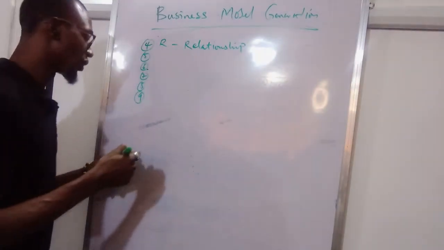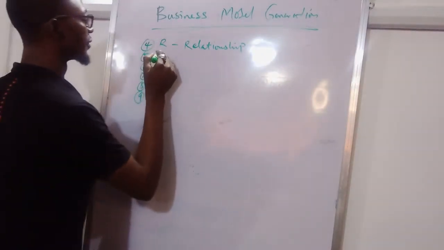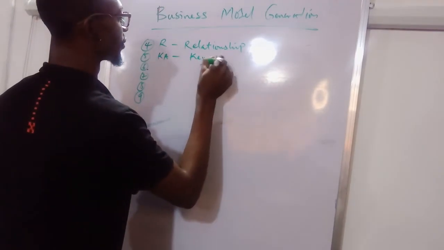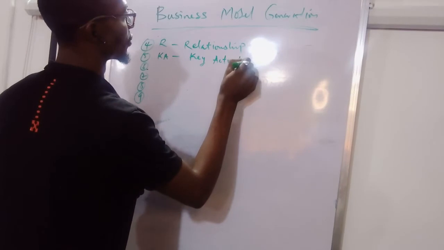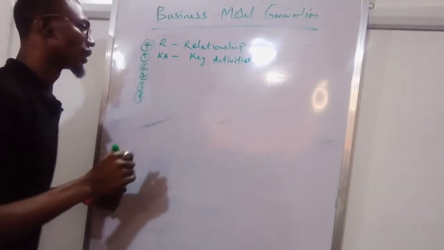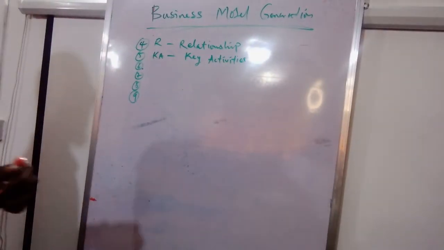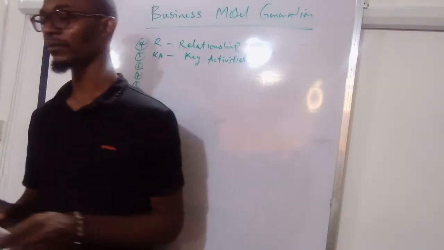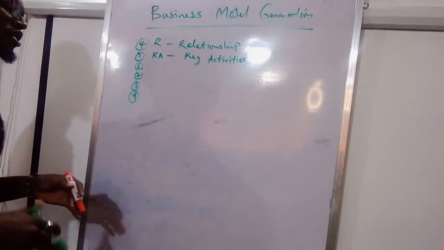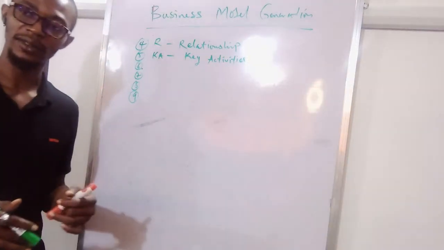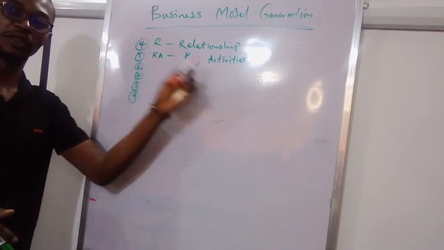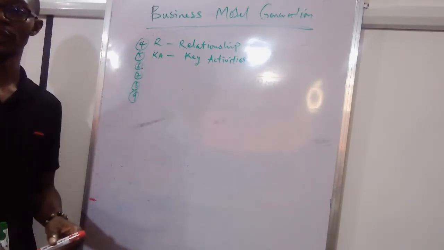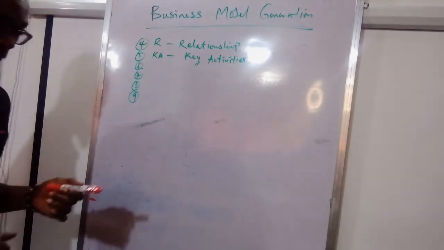So briefly, I'm moving on to five. What's five? Key activities. Yeah. Key activities. Now, these are the things that you need to get done, right? For everything to run smoothly. These are the things you need to get done.